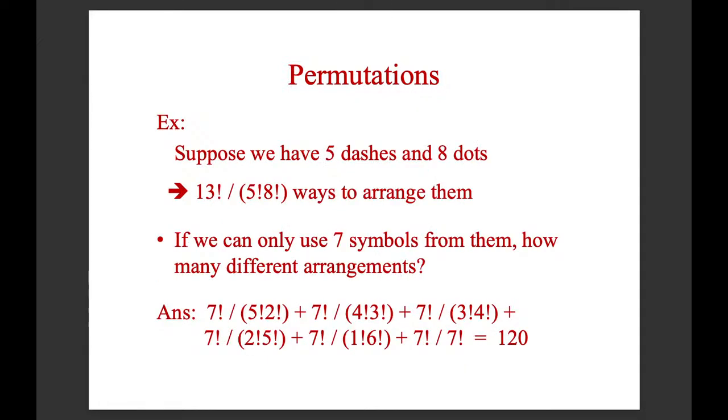Okay, so let's see an example. Suppose that we have 5 dashes and 8 dots, and we want to find out how many ways we can arrange them. Because there are 13 objects in total, we start with 13 factorial. But 5 of them are the same, so we divide by 5 factorial. And the remaining 8 are all the same, so we divide by 8 factorial. This is the number of ways that we can arrange them.